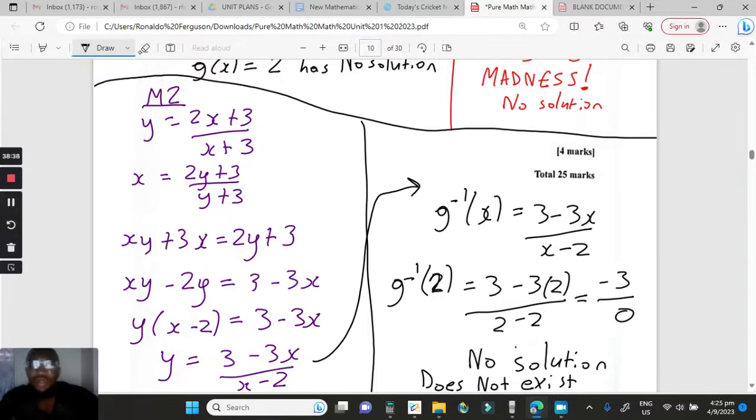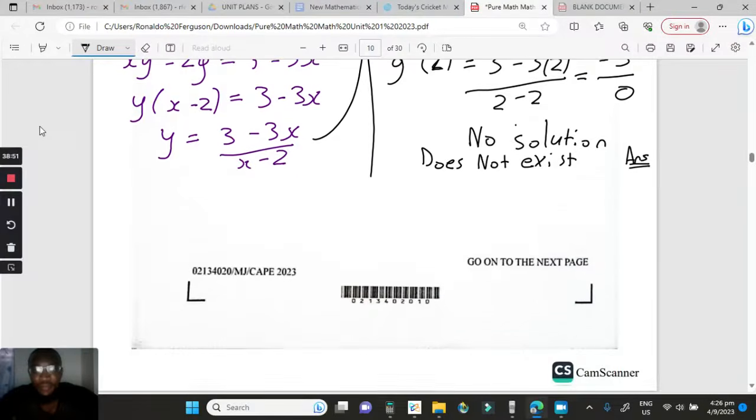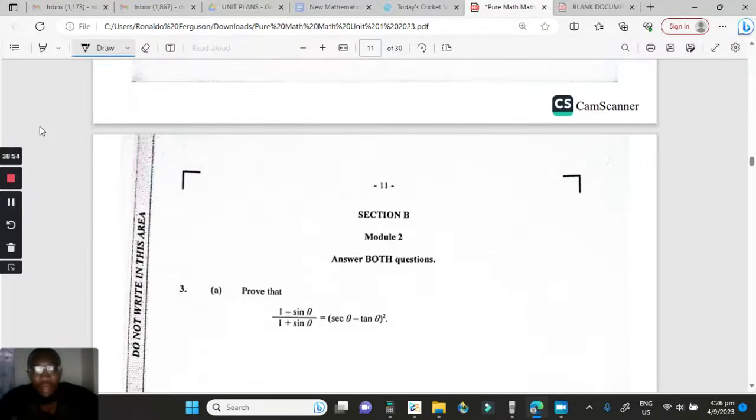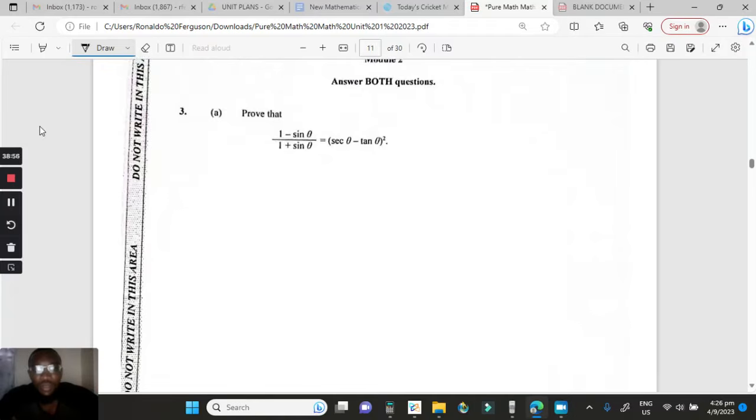Well, I shouldn't say no solution. It has no real solution. That's the correct terminology. But that's a term for unit 2. Real solution, but we're not there yet, so we'll leave it at that. Alright, so we'll finish module 1 and on to module 2.